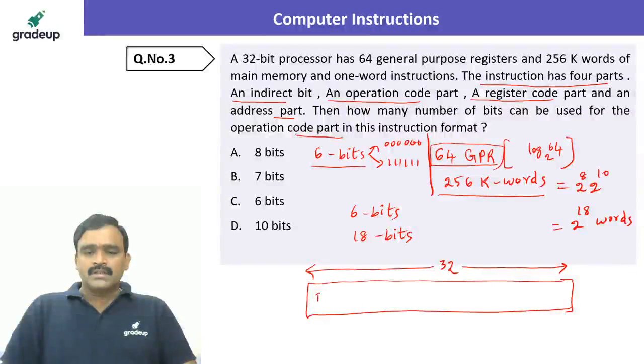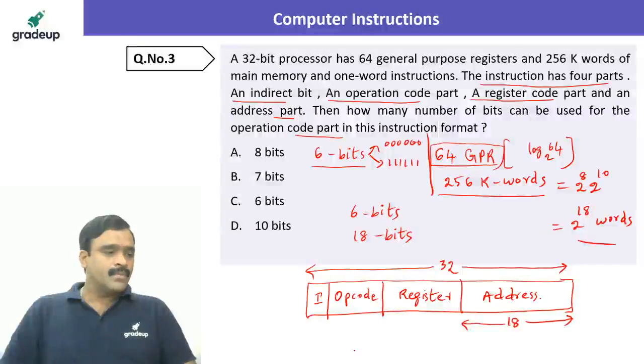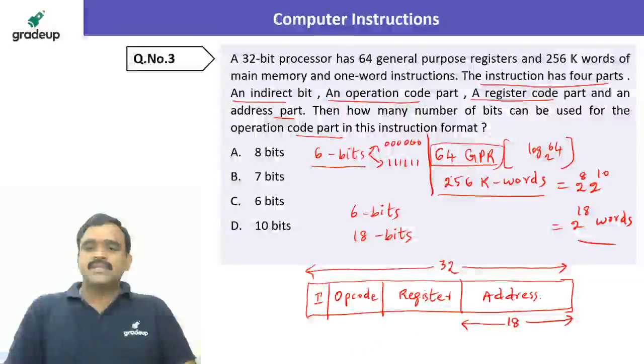Now there are 4 parts. The indirect bit is 1 bit, followed by the opcode bits. We do not know how many operations it will perform. We have a register code part to identify one register out of 64 registers, and an address part to identify one word of memory. There are 2 power 18 words, so one word can be identified using 18 bits. One register can be identified using 6 bits, because the registers referred to here are from the available set of 64 registers only.